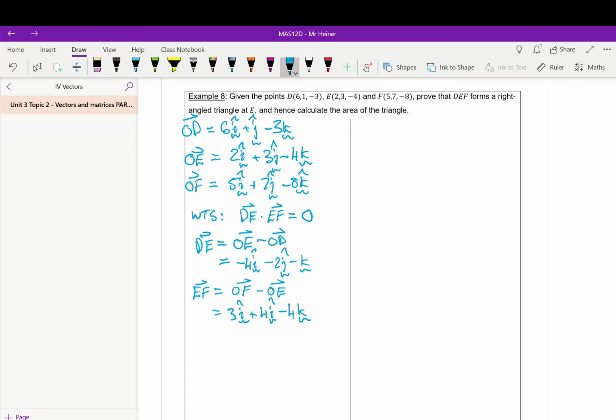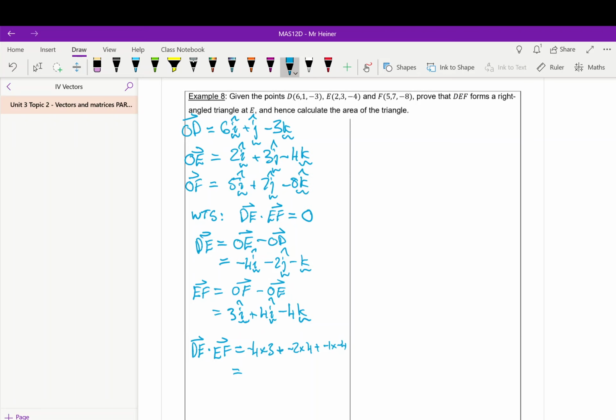Okay, now that we have these two properties, we want to take the dot product of these two vectors and show that they are indeed perpendicular. So DE dot EF is going to give us negative 4 times 3 plus negative 2 times 4 plus negative 1 times negative 4. That's going to be negative 12.